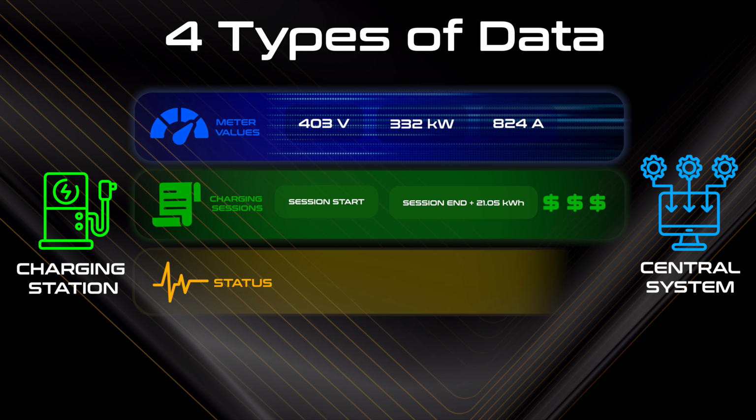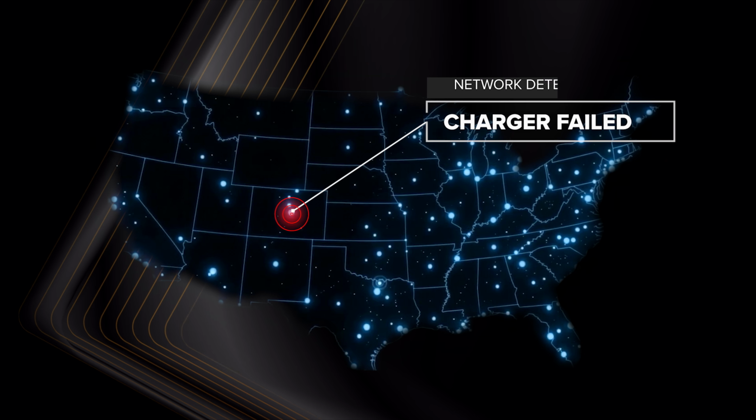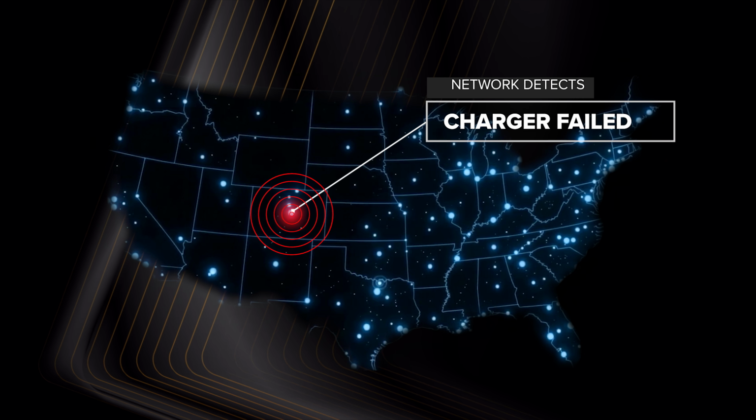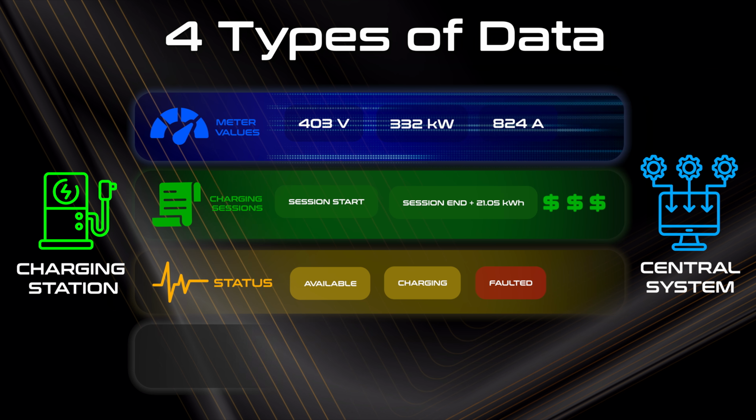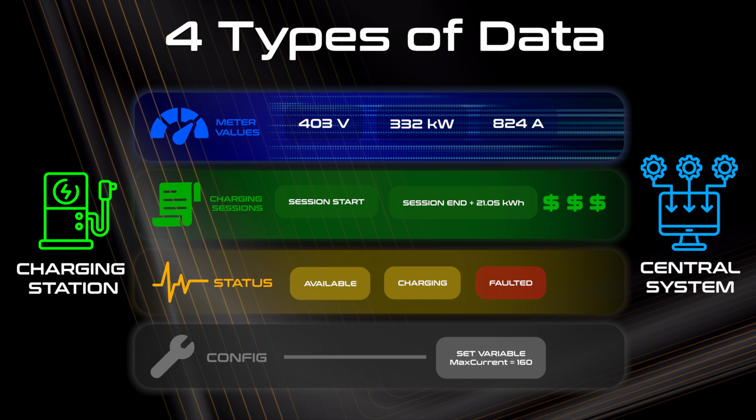Now third, status updates. So available, charging, faulted. This is how the network finds out that a charger in a parking garage just died, for example, right? And then fourth, we have the boring configuration data. So a model, firmware, how many plugs are there, you get the idea.